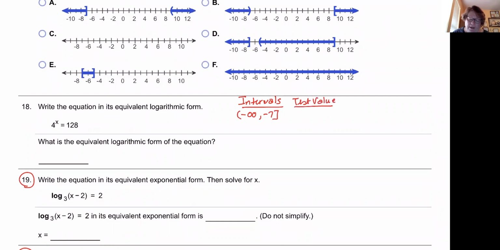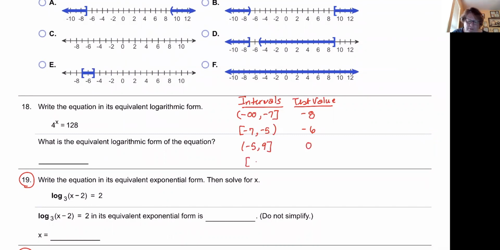So I just picked -8. That's to the left of -7. And then we have from -7 to -5. -6 is between -7 and -5, so I'd use that. And the next interval's from -5 to 9. And I'd pick 0 because it's the easiest point to test.